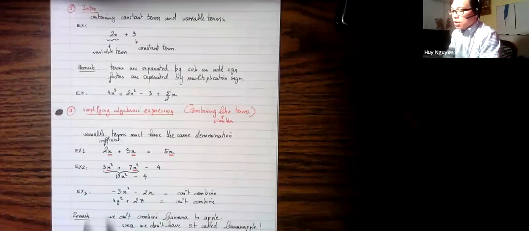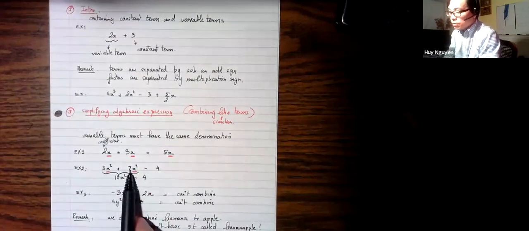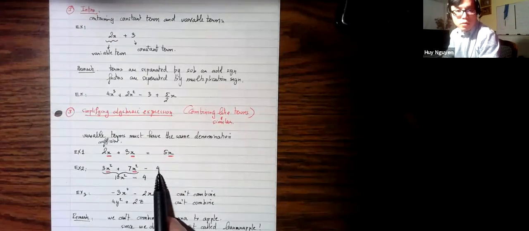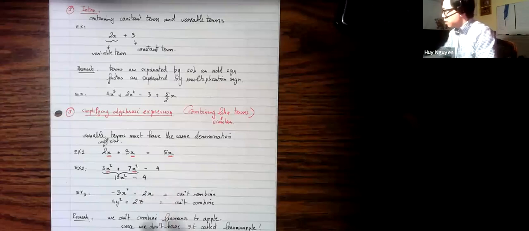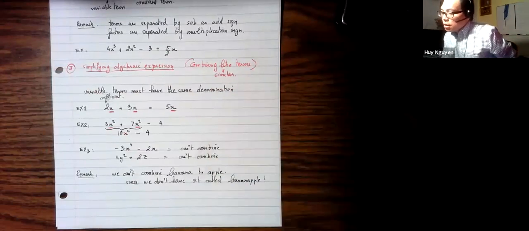Okay, so number 3 here we also call the coefficient. 7 is a coefficient. But the number itself is the constant term. All right. So that basically is how you simplify an algebraic expression.